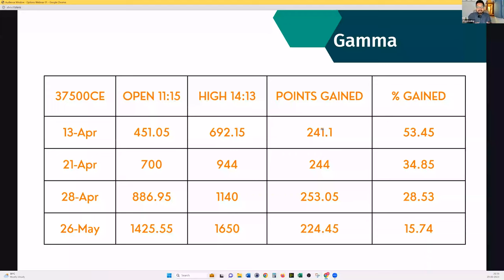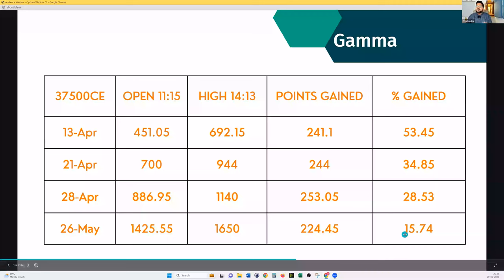So this clearly denotes that very near to expiry, the premium moves very fast. Why does the premium move very fast? Because gamma changes very fast near to expiry. As we go deeper, the days to expiry are quite big. From 13th April to 26th May, we have a very big expiry duration, so on this aspect it has moved only 15%.